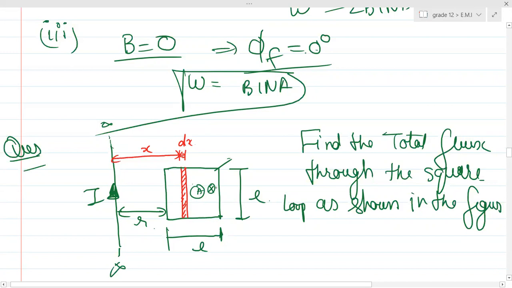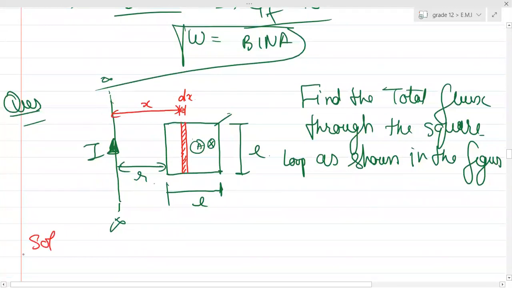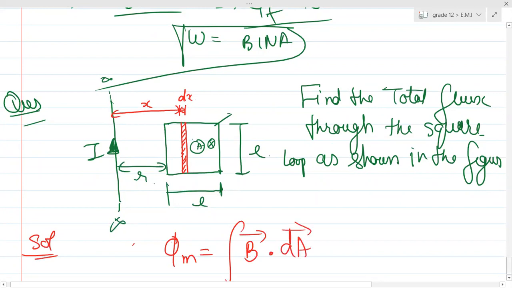And now what to do? What is the magnetic field B at the place of this small dA? B dot dA. So basically, the magnetic flux will be equal to the integration of B dot dA. I have taken the dA vector in the same direction.